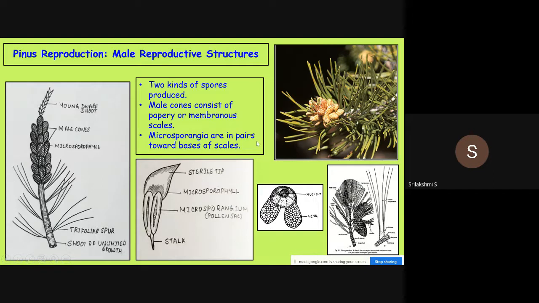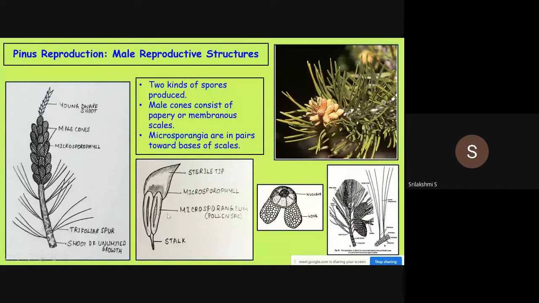Okay, and generally, as you know, even Pinus is heterosporous. That is why it will produce two different types of spores. What are the two different types of spores? Microspores and megaspores. Microspores refer to the male reproductive structure. Female reproductive structure refers to the megaspores.